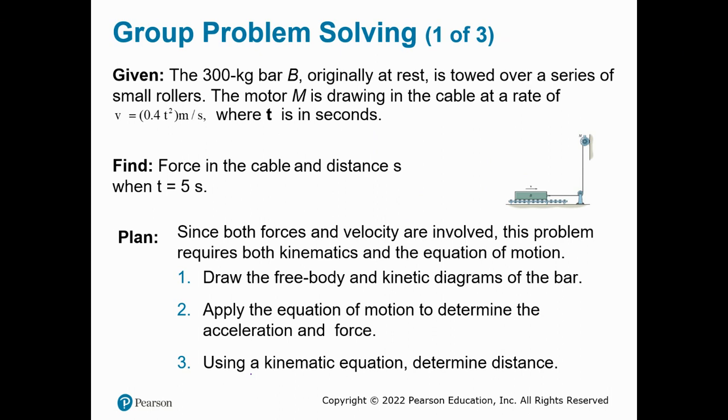Next one, we have another group problem. This one says I have a 300 kilogram block B originally at rest, with a motor at the end pulling it up through this cable, through the pulley, and it's moving at a velocity equals 0.4 t squared, where time is in seconds. We're looking for the force in the cable and distance s when t equals 5 seconds.